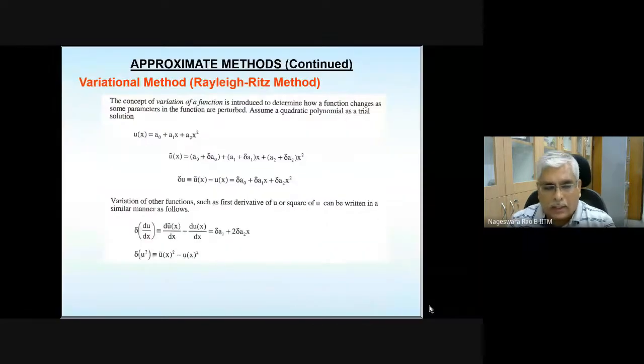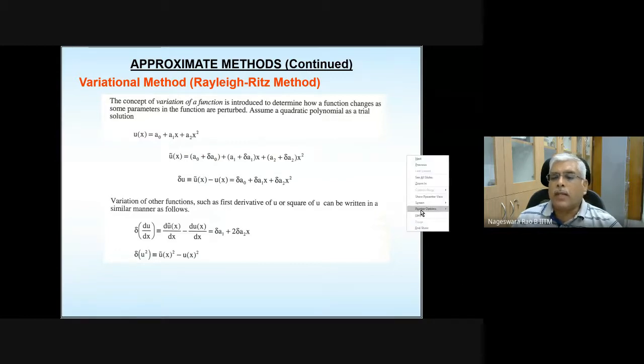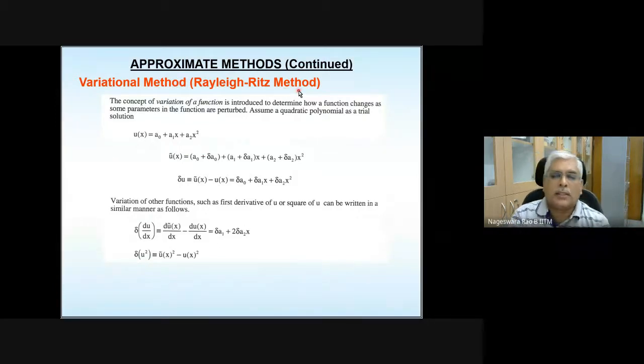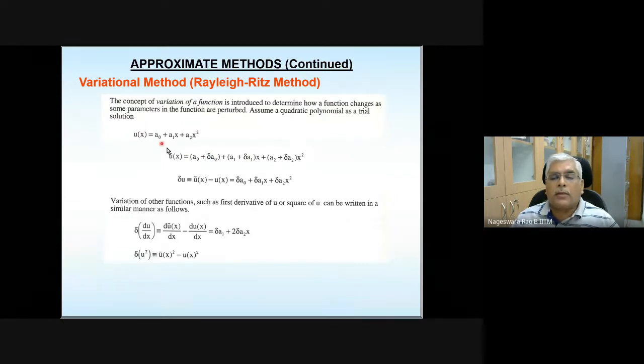So we looked at weighted residual methods, and the next type of method is this variational method. One of the methods is this Rayleigh-Ritz method. Rayleigh-Ritz method is a variational method. For this variational method, you need to have some knowledge in variational calculus. So that is the reason we went through all this process in yesterday's class.